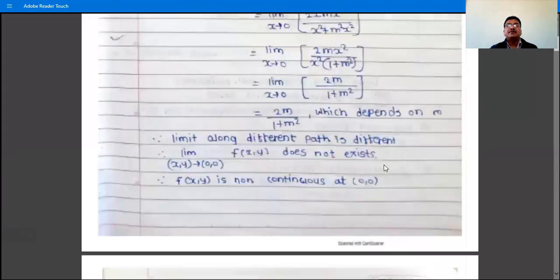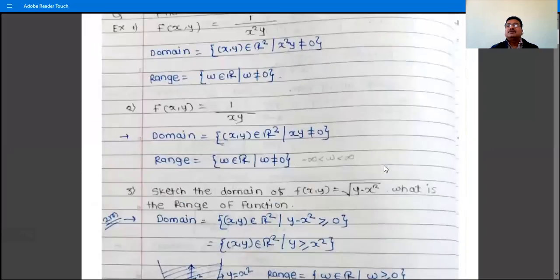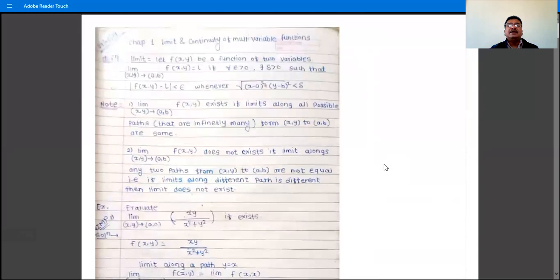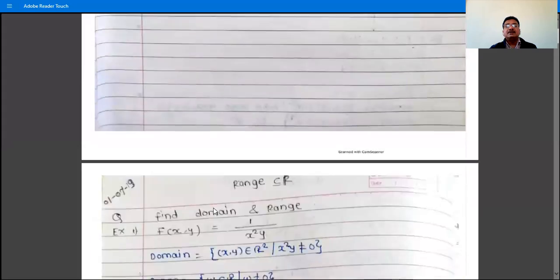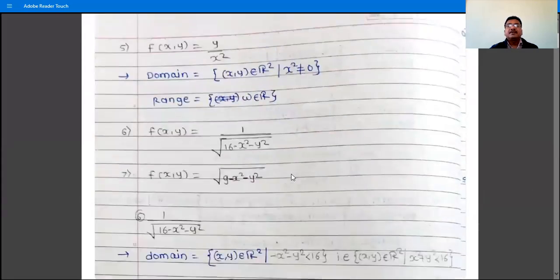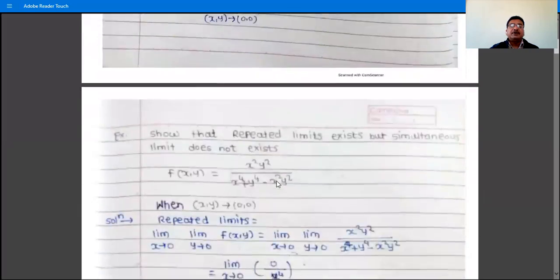What is the definition of the simultaneous limit? The limit of f(x,y) as (x,y) tends to (a,b) is L if |f(x,y) − L| is less than epsilon whenever root of (x − a)² + (y − b)² is less than delta. So here, in this problem, (a,b) is (0,0), but L is 5/2. So let epsilon greater than 0 be an arbitrary number and consider |f(x,y) − 5/2|. Instead of 0 or L, consider 5/2, because the answer of the problem is 5/2.